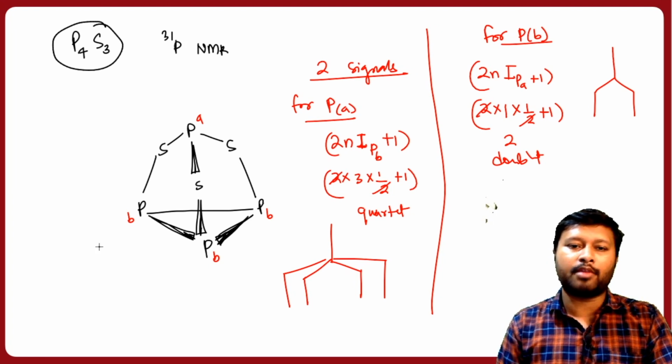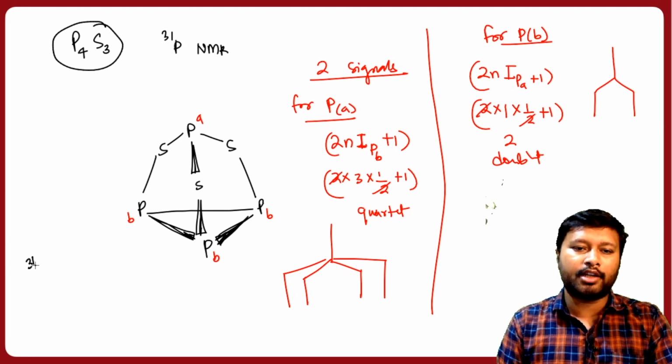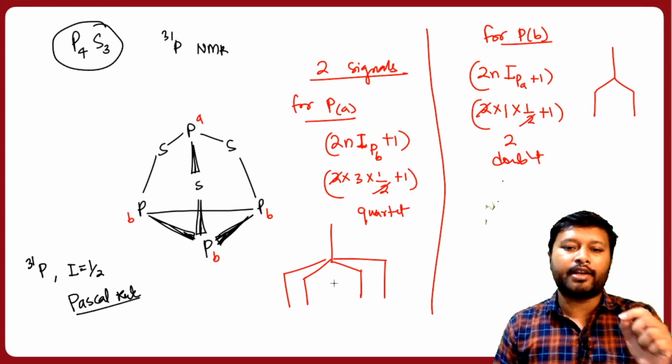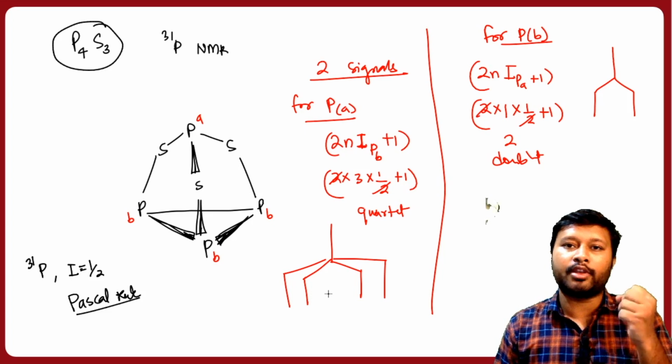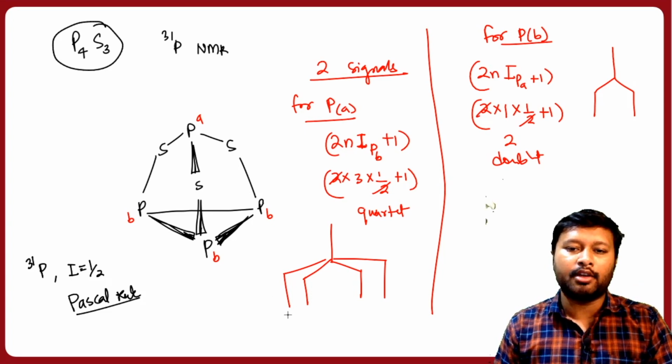4 peaks are going to come, and since we know that 31P, that means phosphorus, has I value of half, it is going to follow Pascal's rule. And since it is following Pascal's rule and there are 4 peaks, the intensity ratio will be 1:3:3:1. So what does that mean?